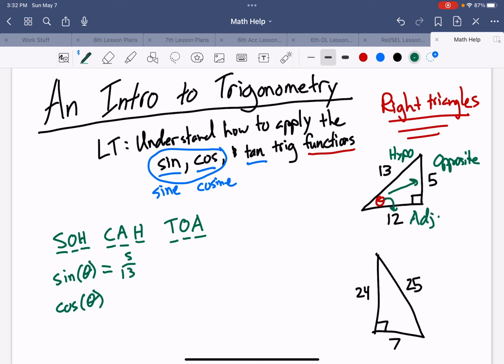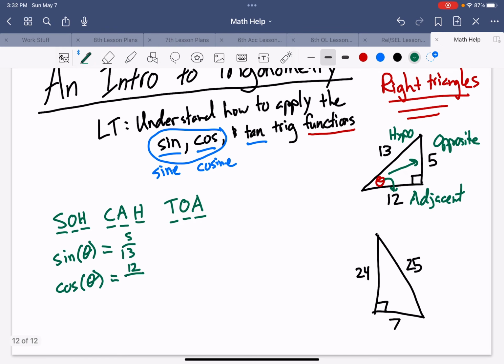And so adjacent just means next to. So the side that is next to my angle is 12, and then my hypotenuse is still 13. Now keep in mind, your hypotenuse, that's the biggest side, so the biggest number, the one that's opposite of your 90-degree angle. So that one's always going to be the same.